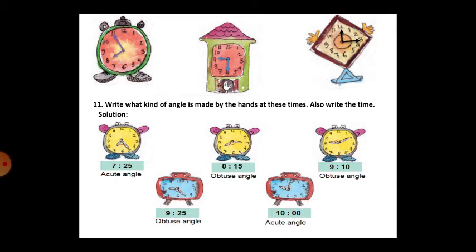And in the third picture the time is 9:10, so it is also more than 90 degrees, it is also an obtuse angle. And the fourth picture is 9:25. 9:25 means it is more than 90 degrees, so it is an obtuse angle.